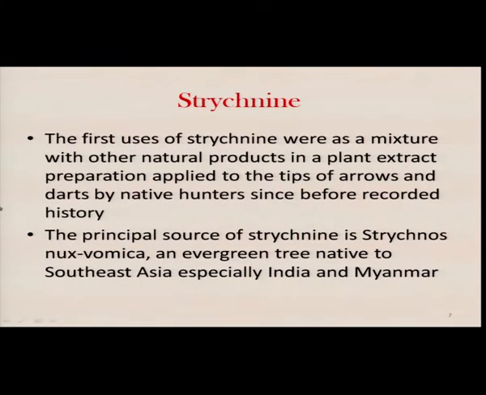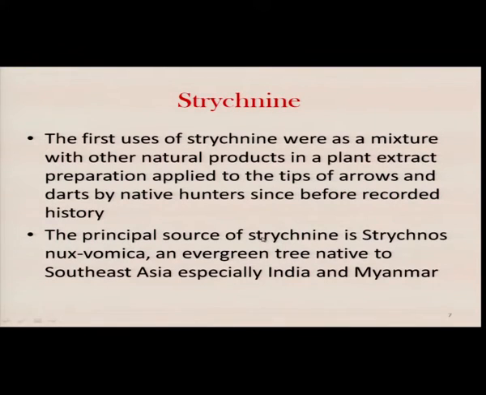Strychnine. This is also a very famous toxin which has been known from prehistoric times. The first uses of strychnine were as a mixture with other natural products in a plant extract preparation, which again were applied by native hunters to the tips of arrows and darts since before recorded history.